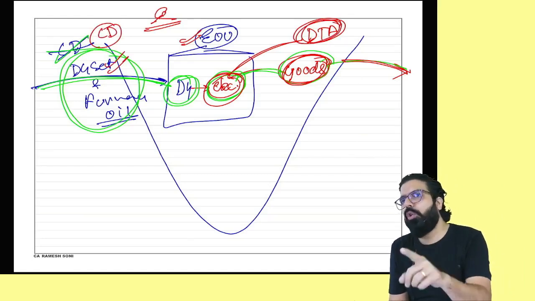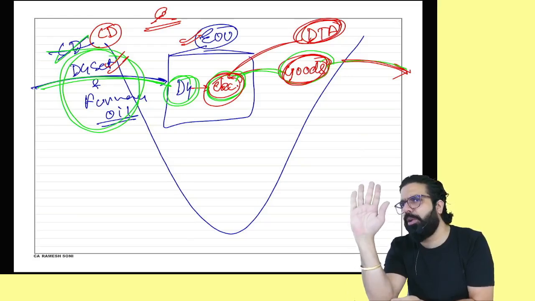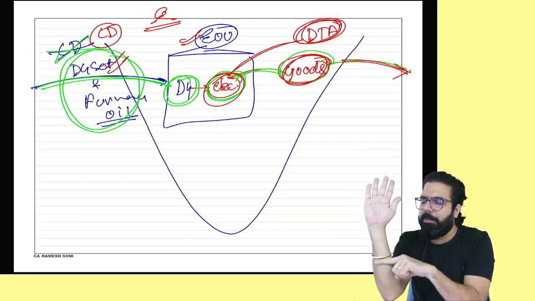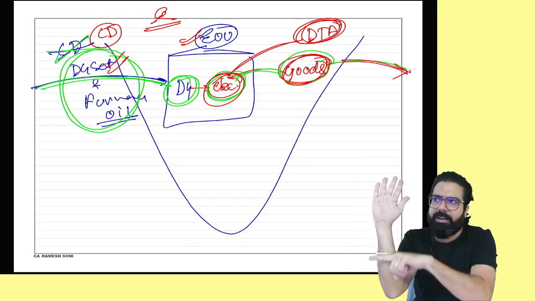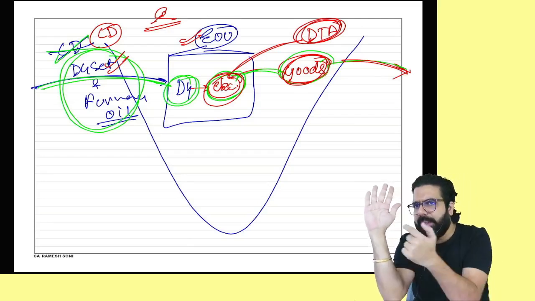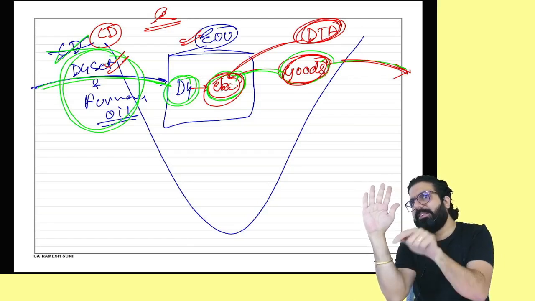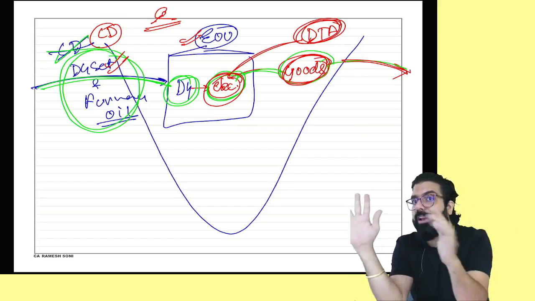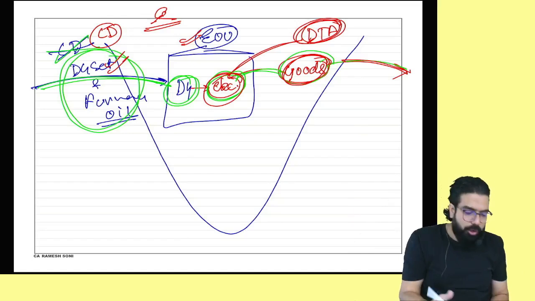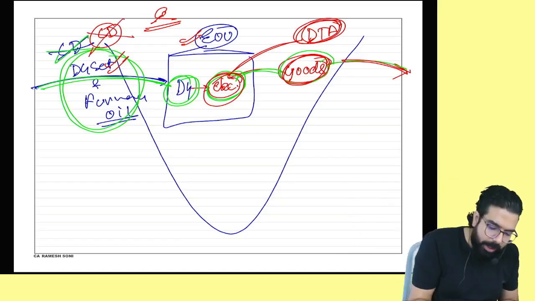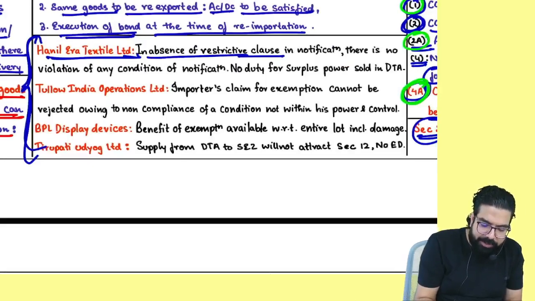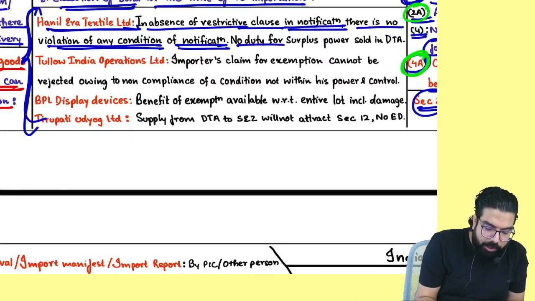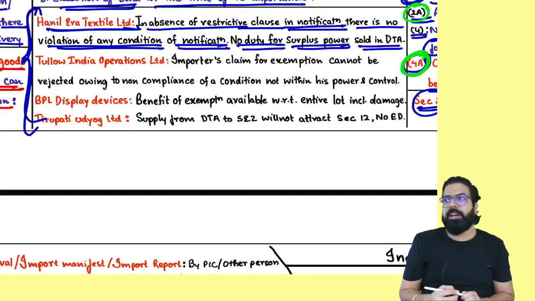This case went to the court and the court told the department, tell me one thing. In the notification, where did you say? You told import DG set and furnace oil, make electricity and make the goods, and goods should be exported. Did Hanil Era Textile do that? They did this. But in this notification, did you ever restrict saying extra electricity can't be sold in India? Unless there is a restrictive clause, there is no violation of the notification. Exemption should be allowed. You can't go ahead and claim custom duty. And that was the clarification given. In the absence of a restrictive clause in the notification, there is no violation of any condition of the notification, no duty for surplus power sold in the domestic tariff area.